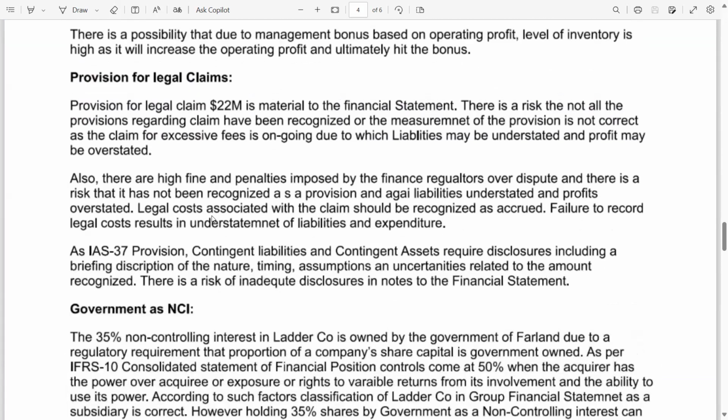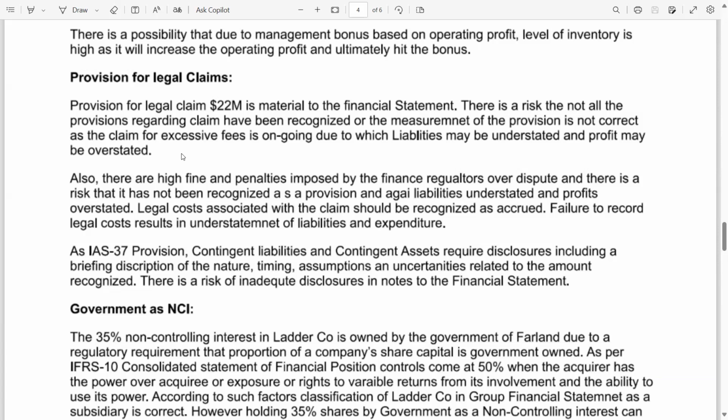Now, provision for legal case. As one risk of material misstatement and audit risk, it covers 3 marks if there is a materiality paragraph or materiality line. Without materiality, meaning without financial figures, the risk will give you 2 marks. So make sure the marking scheme is allocated properly. Provision for legal claim, 22 million, is material to the financial statements.